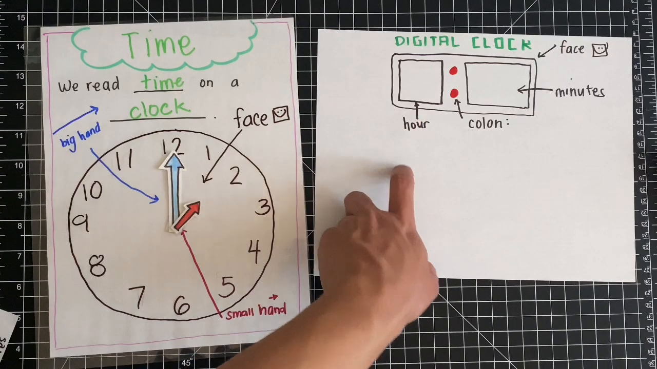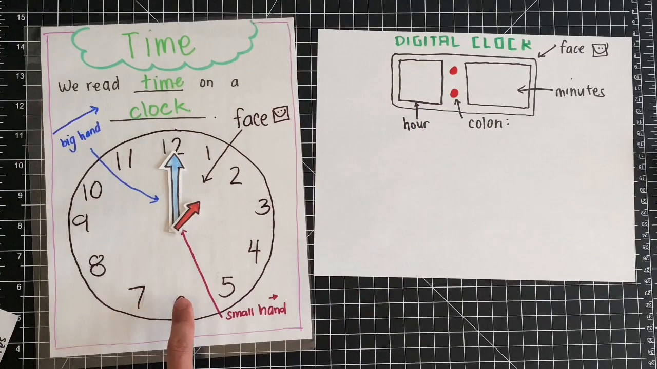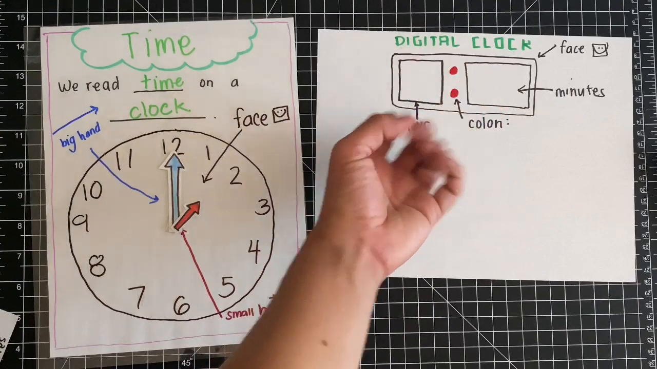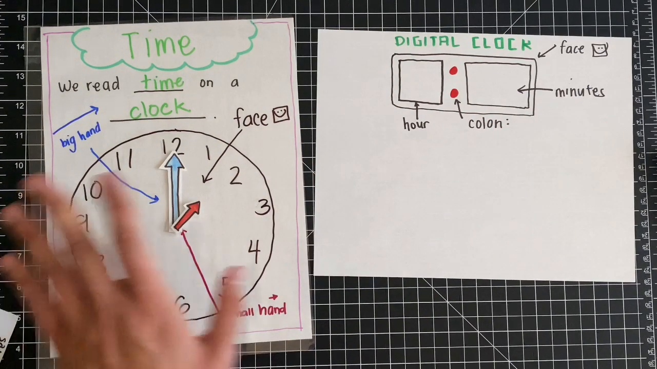No. And a digital clock has this. It has a colon. Does an analog clock have a colon? Nah. A digital clock also has light that shines. Does this one have light? Nah. So there's things that are the same.